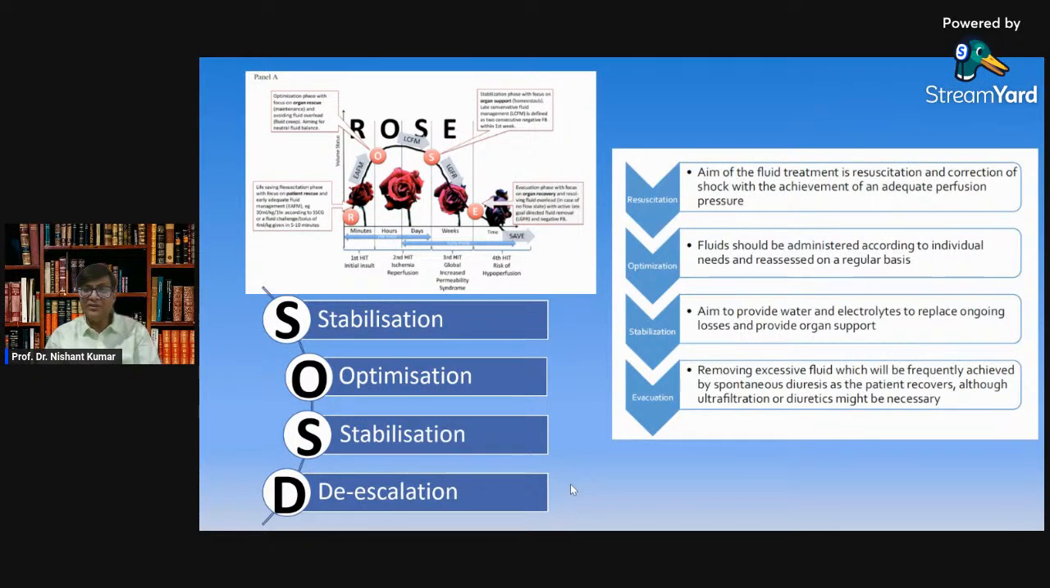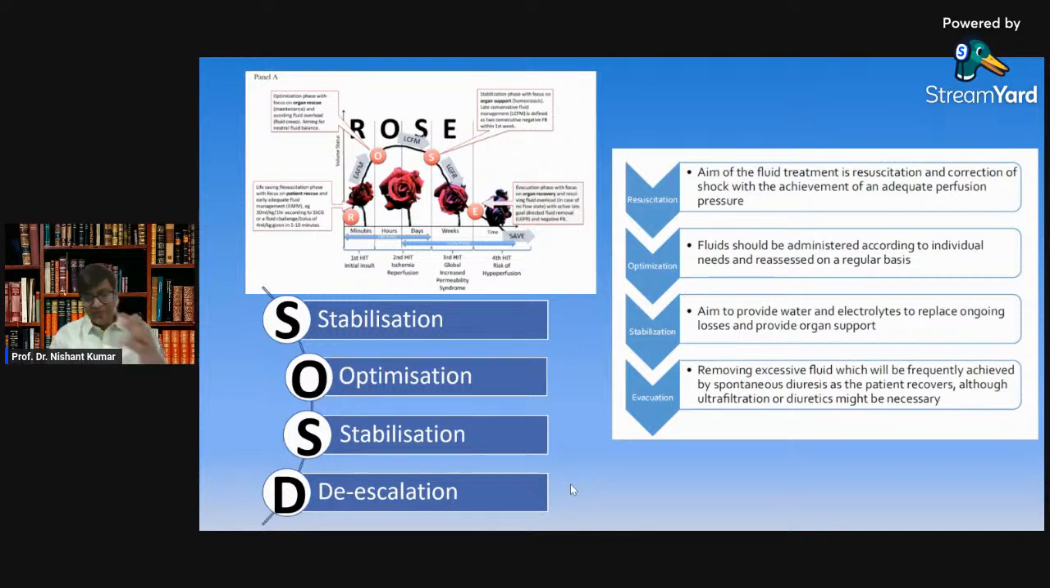During the stabilization phase, we provide water and electrolytes to replace ongoing losses and provide organ support. And during evacuation, we remove the excess fluid from the body. This is by spontaneous diuresis. Now, if the patient goes into diuresis, that is a very good indicator that the patient is recovering. Don't confuse it with forced diuresis with Lasix, which is very commonly given. A renal replacement therapy might be necessary, but spontaneous diuresis is always a sign that the patient is recovering.